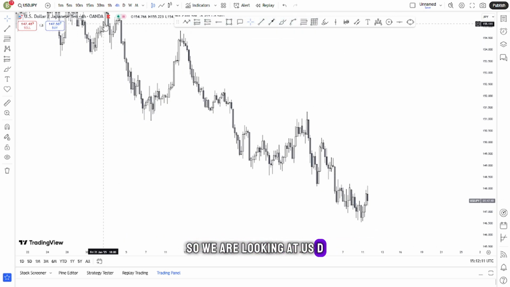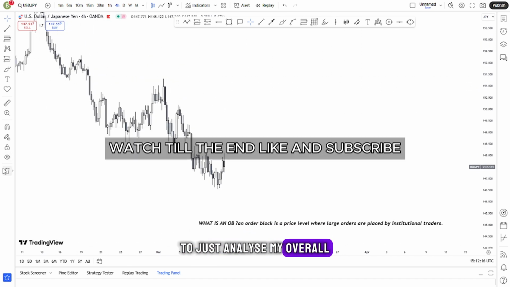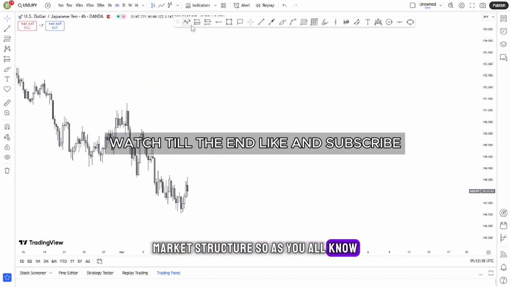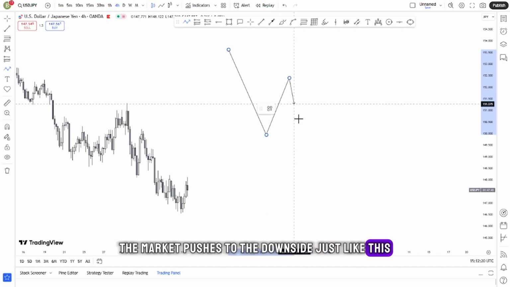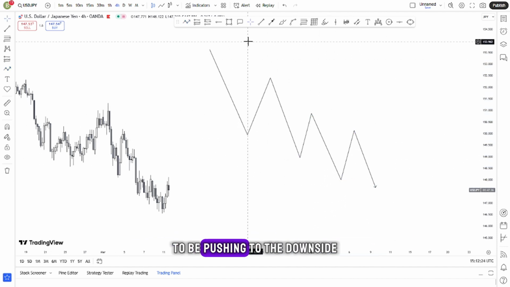So we are looking at USD JPY and I'm going to start on the 4-hour to analyze my overall market structure. As you all know, the market pushes to the downside just like this, and what we were expecting is all those breaks of structure to be pushing to the downside.